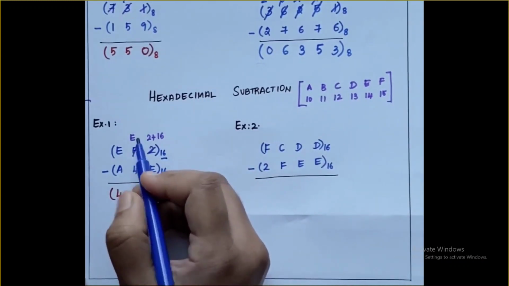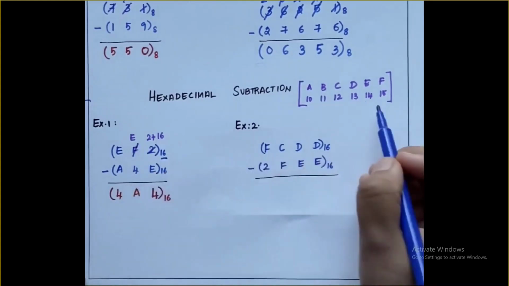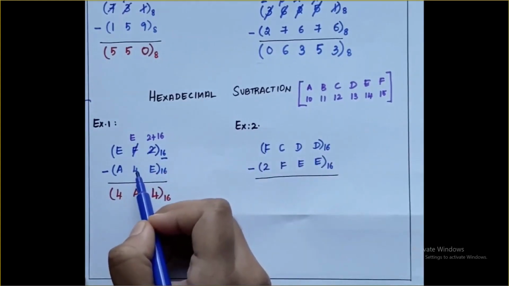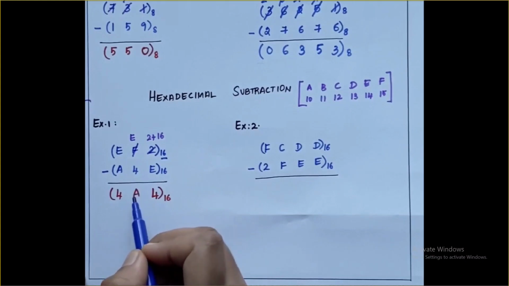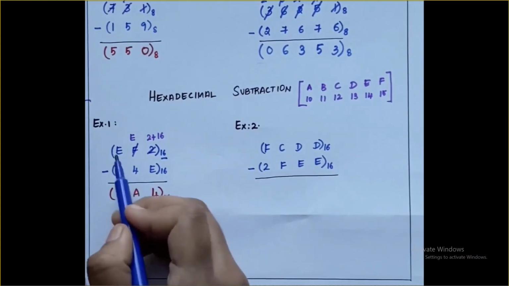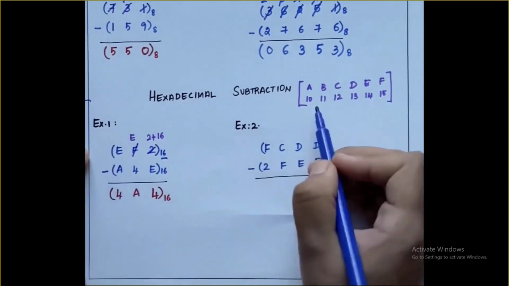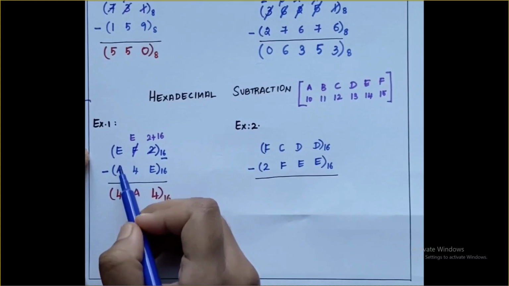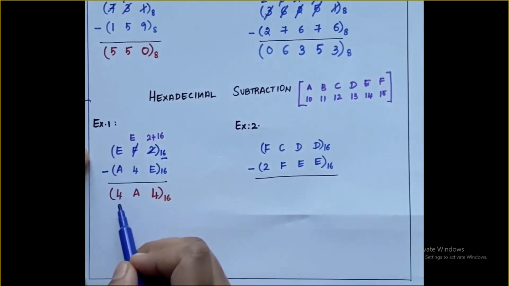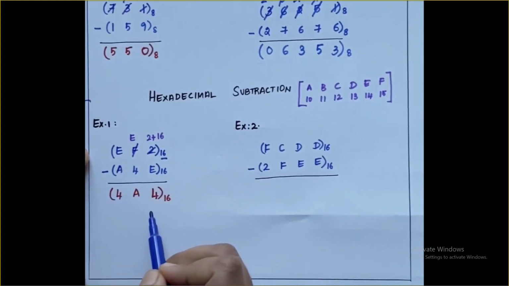Now E, the value of E is 14. So 14 minus 4 will be 10. 10 is represented by the value A. So it is written. Next E. E is 14, minus 10 which is A. So 14 minus 10 will be 4. So 4A4 will be the answer.